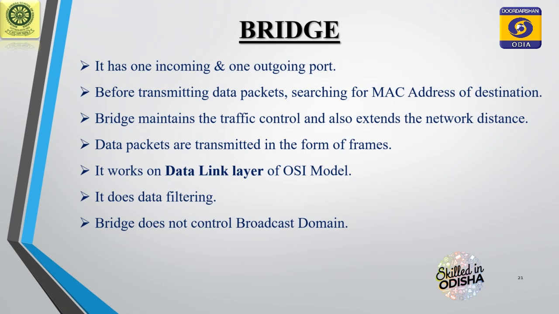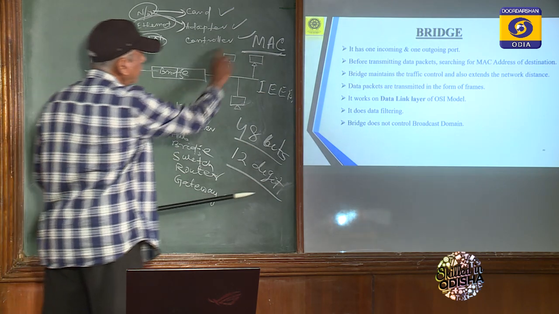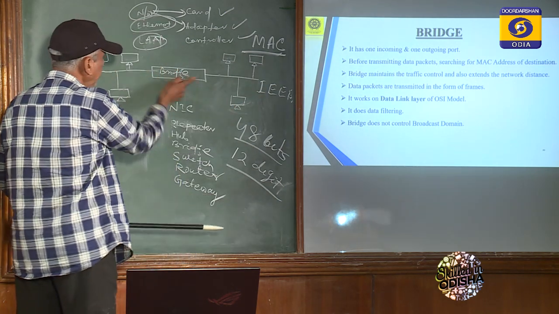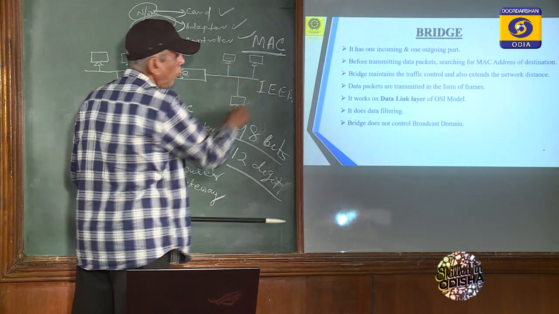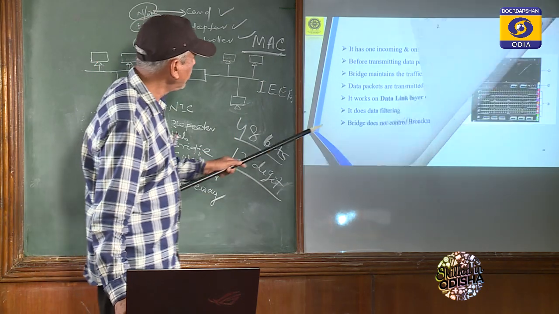It works on the data link layer of the network. It does filtering because a number of systems are there on both sides. Data is filtered from this side to that side, but not to all.